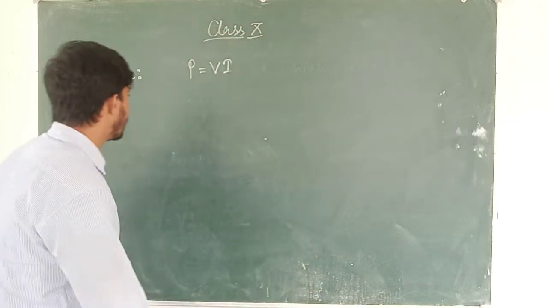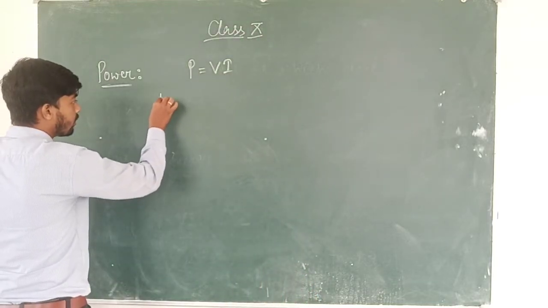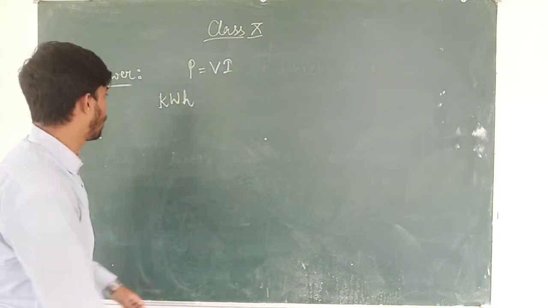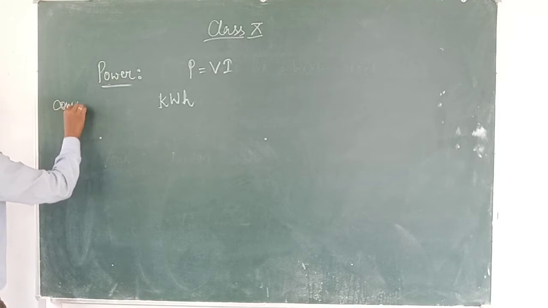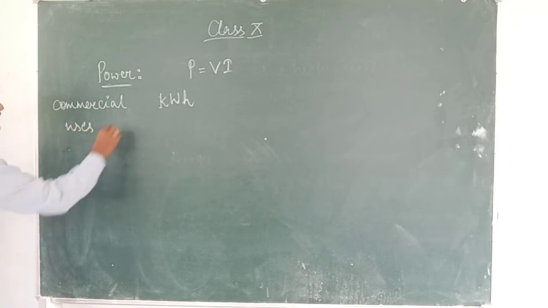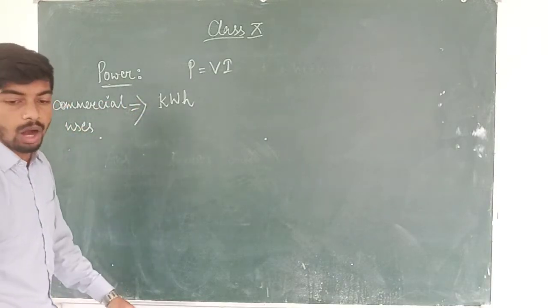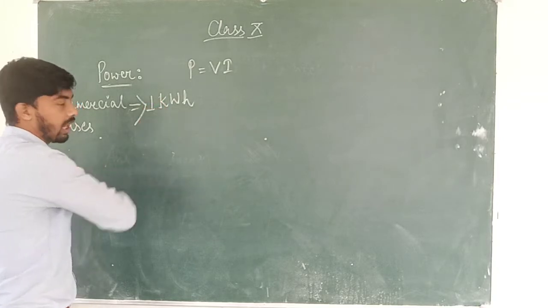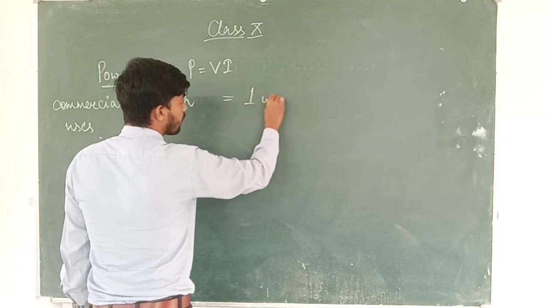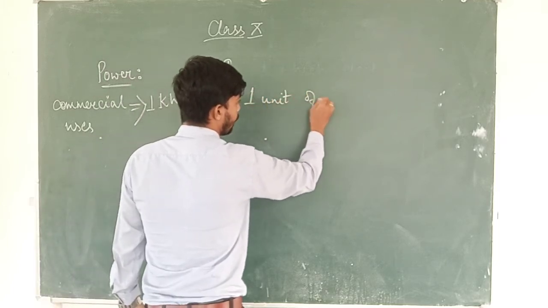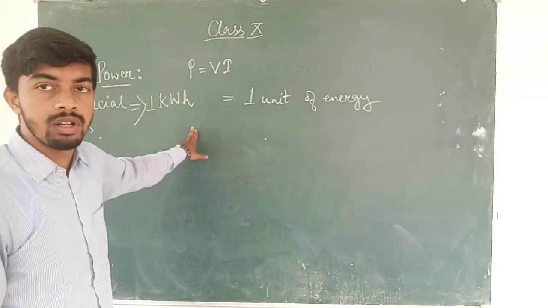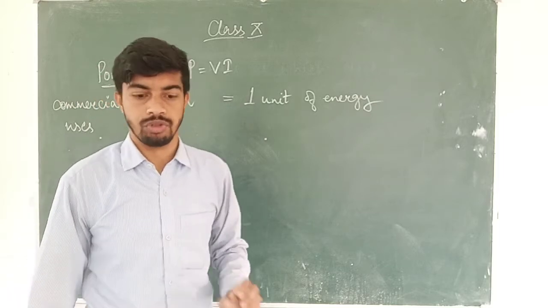For this, the energy is taken as kilowatt hour. For commercial uses, it is written as kilowatt hour. Now, for example, 1 kilowatt hour is equal to 1 unit of energy. 1 kilowatt hour is 1 unit of energy used.